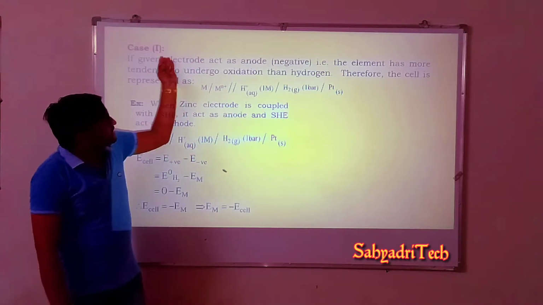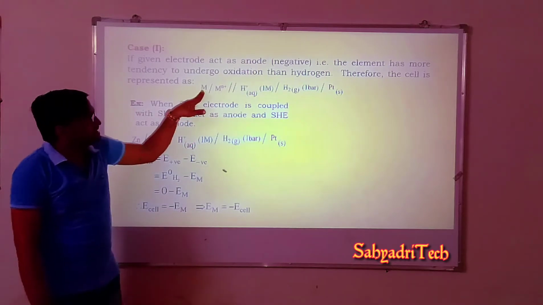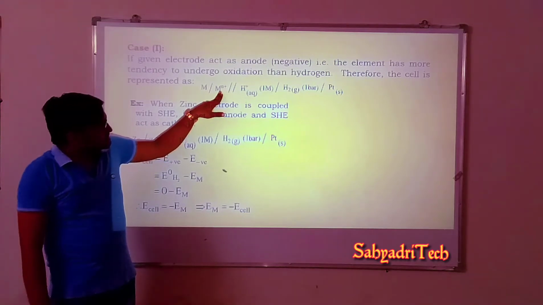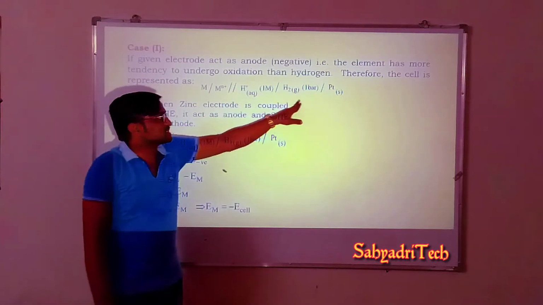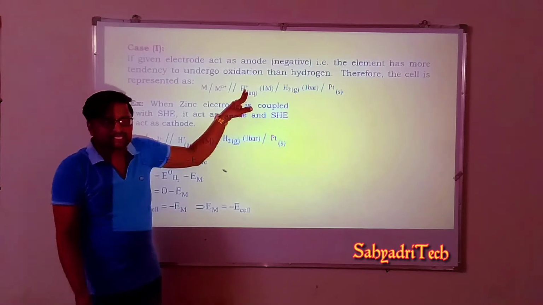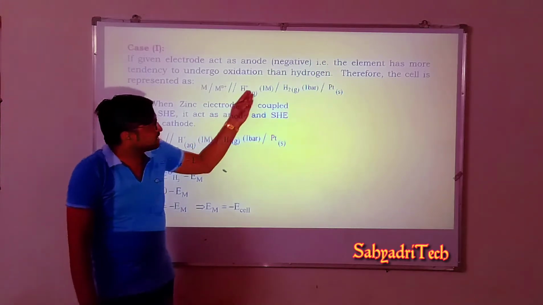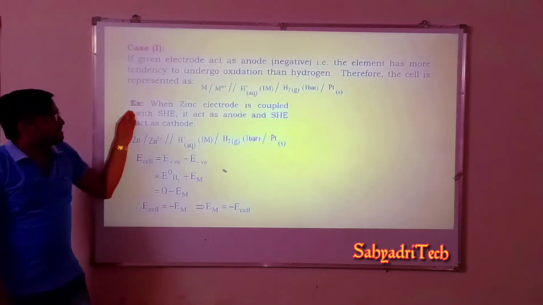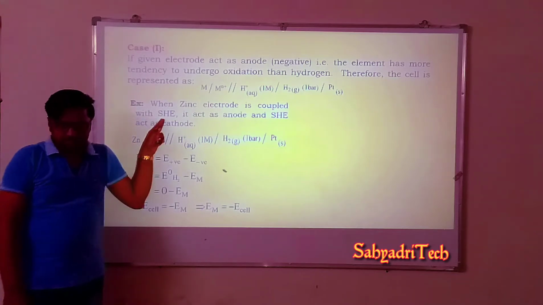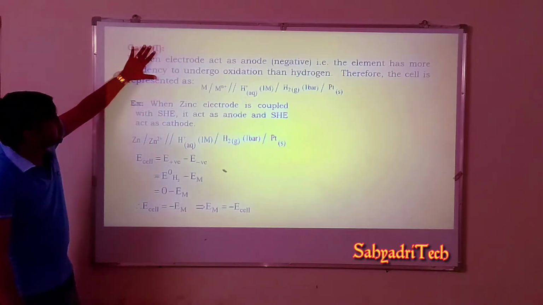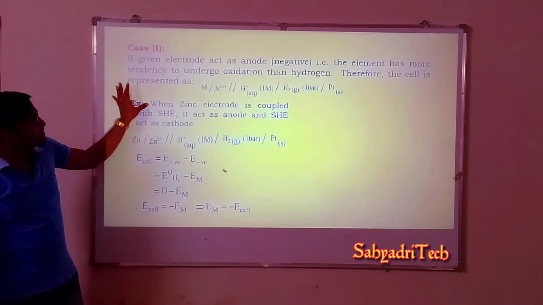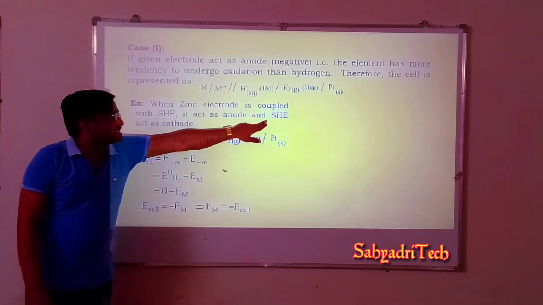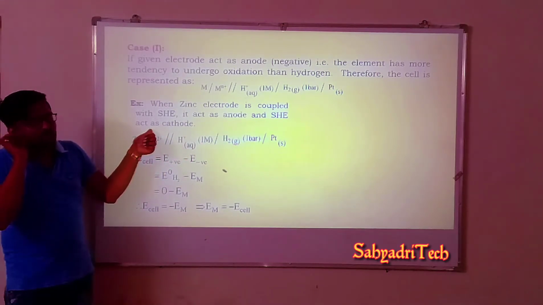So then, if a given electrode acts as an anode, how are we representing that electrode? Element, interface, Mn plus, salt bridge, and then the representation of SHE. As I already mentioned, if SHE acts as a cathode, how are we going to represent it? Further, for example, when a zinc electrode is coupled with SHE, based on case 1, the zinc electrode acts as anode while SHE acts as a cathode. So how can we represent it?